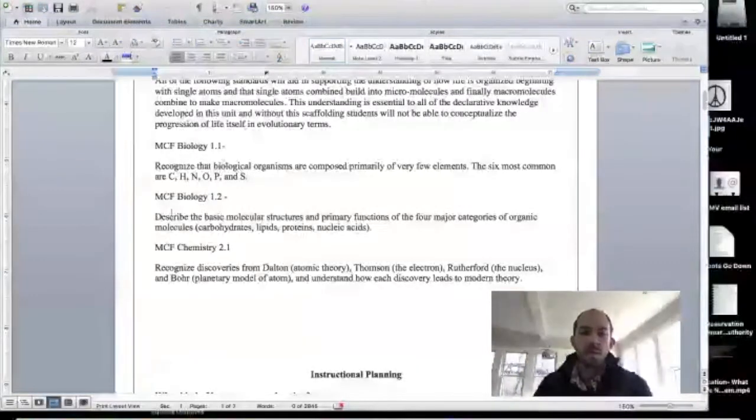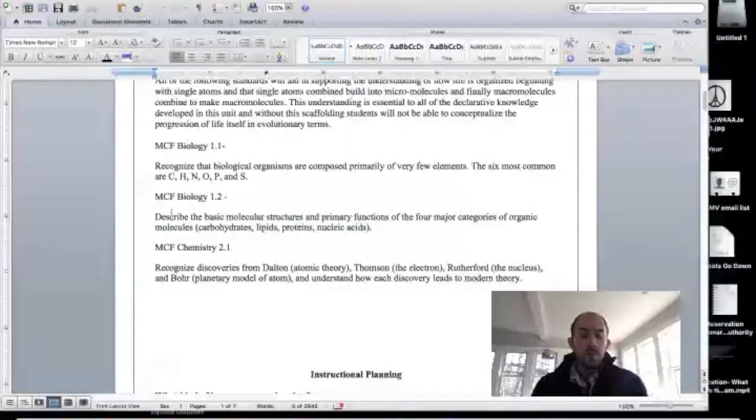The second one is that they'll be able to describe the basic molecular structures and primary functions of the 4 major categories of organic molecules, those being carbohydrates, lipids, proteins, and nucleic acids.